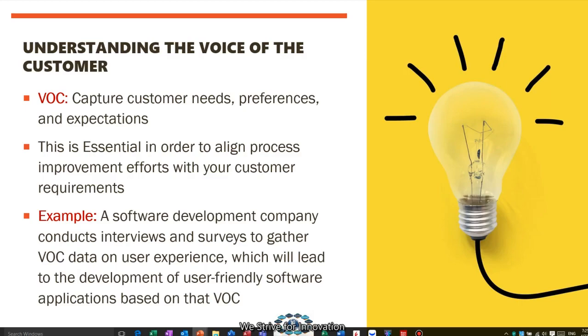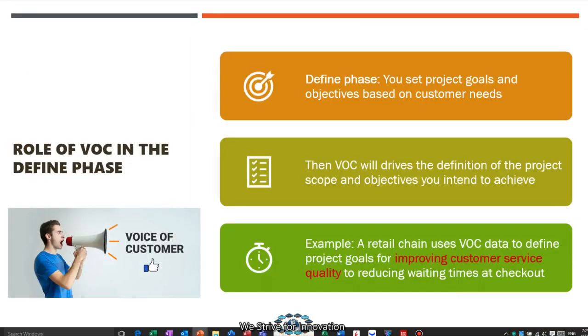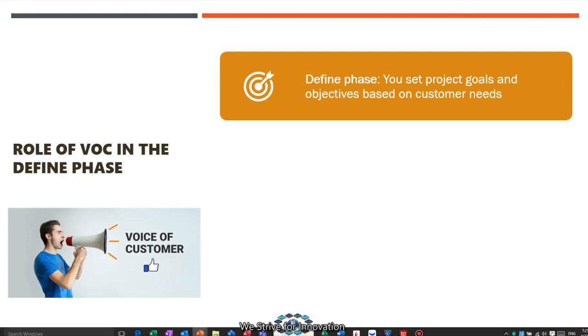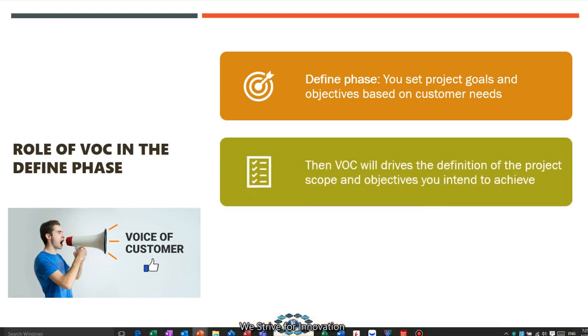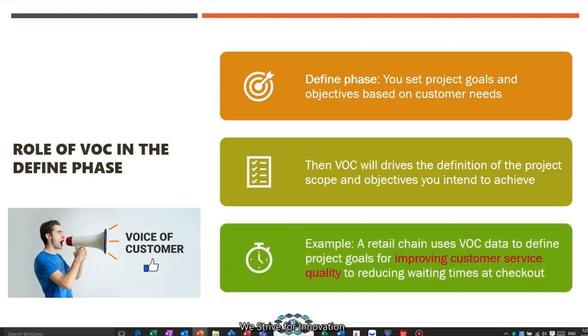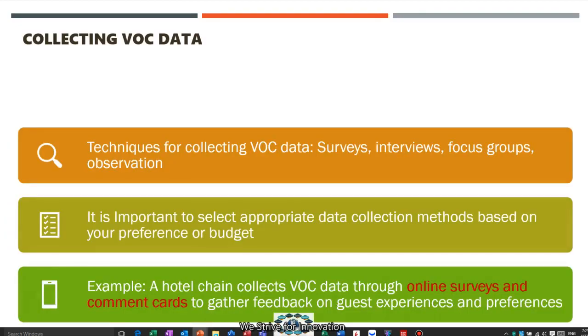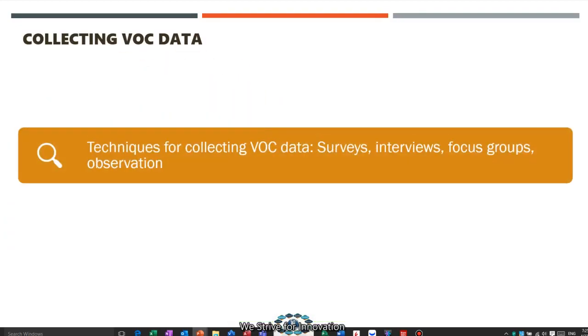voice of the customer. Now, what's the role of voice of the customer in the define phase? In the define phase, you set the project goals and objectives based on that customer need, and that voice of the customer will drive the definition of the project scope and objective you intend to achieve. Example, a retail chain uses voice of the customer to define project goals for improving customer service quality, to reduce waiting time at checkout.